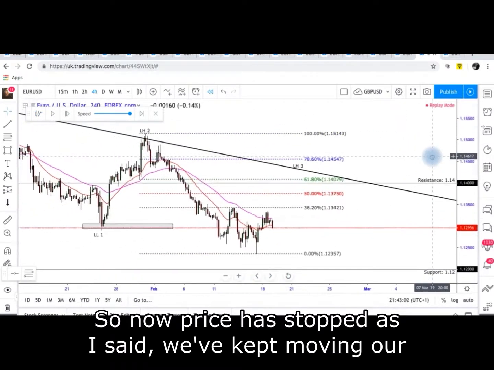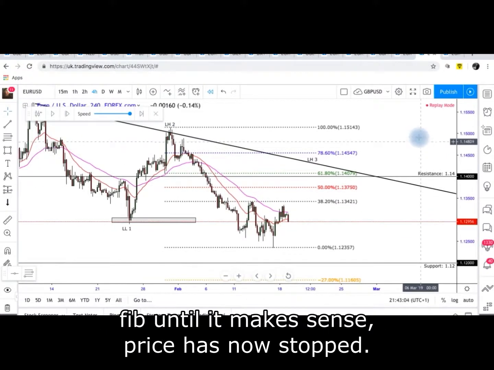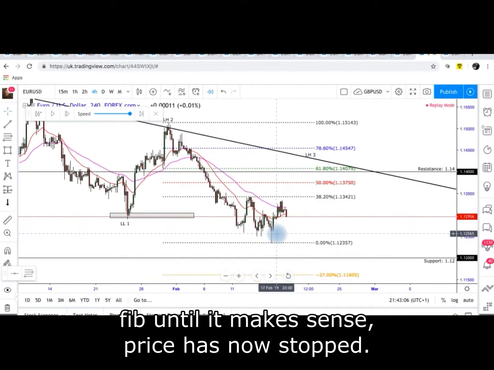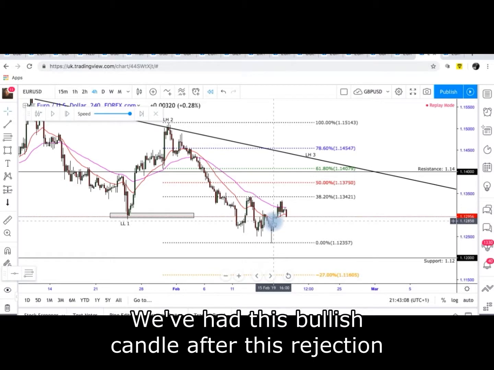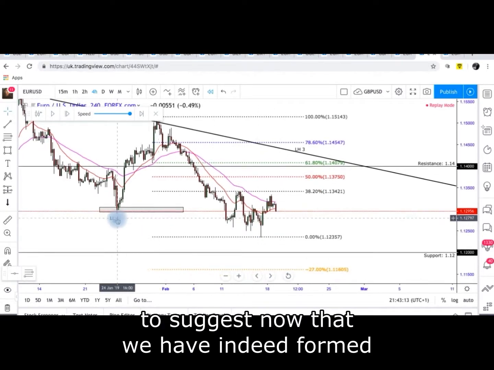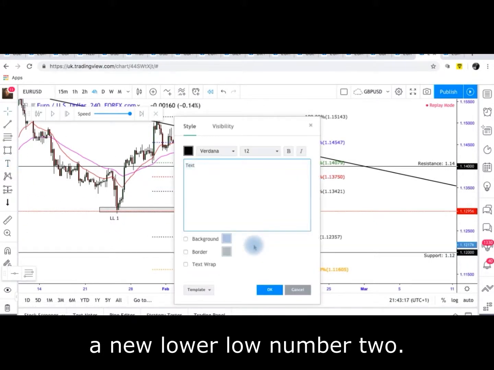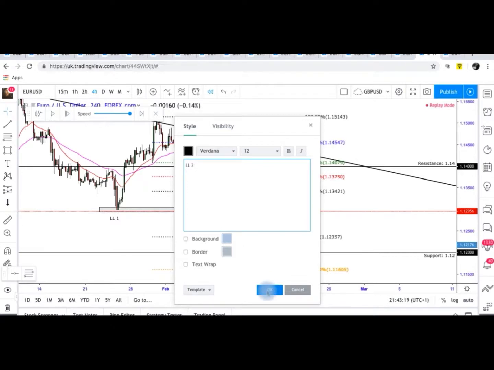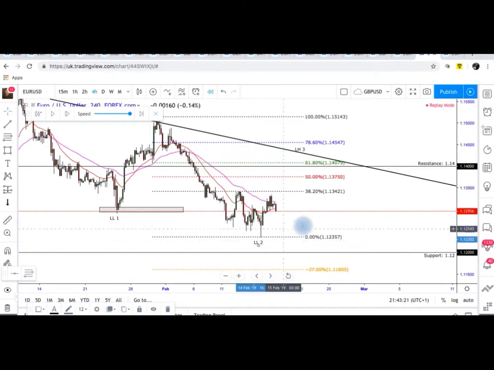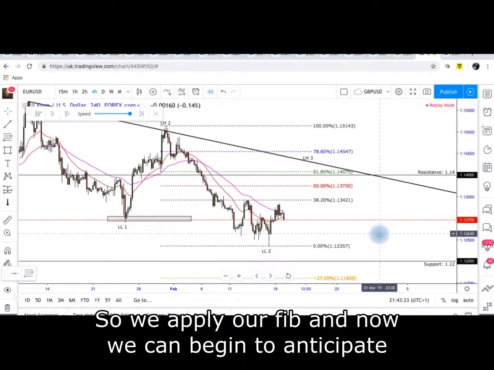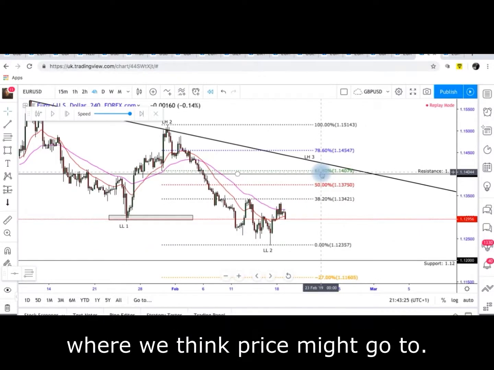So now price has stopped. As I said, we've kept moving our fib until it makes sense. Price has now stopped. We've had this bullish candle after this rejection to suggest that we have indeed formed a new lower low, number 2. Lower low 2. So we apply our fib and now we can begin to anticipate where we think price might go to.